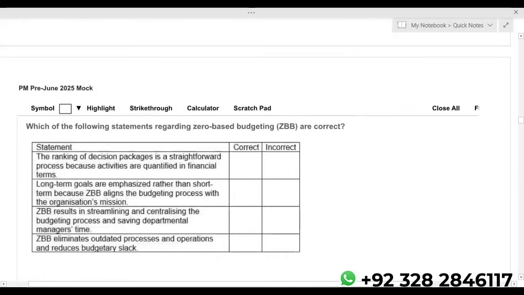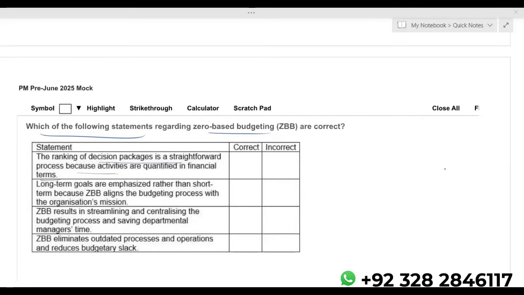Both are acceptable. Which of the following statements regarding zero-based budgeting are correct? The ranking of decision packages is a straightforward process because activities are quantified in financial terms. Why is it a straightforward process? They are giving you the reason as well.